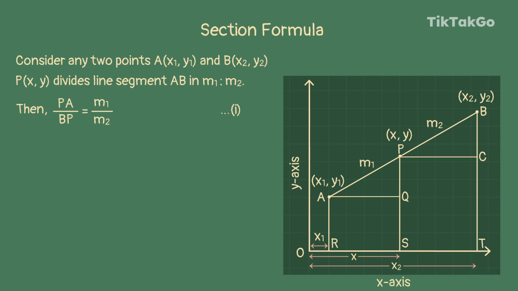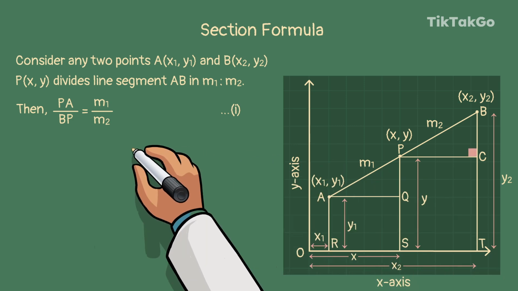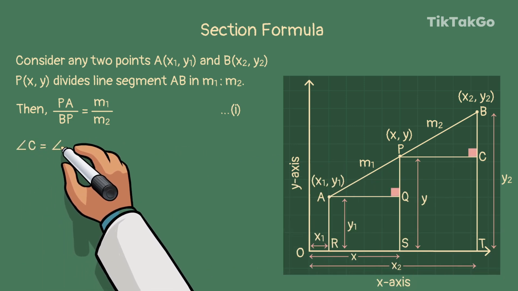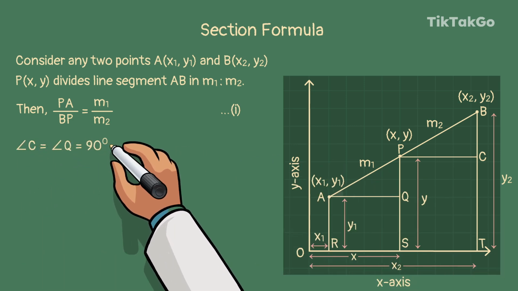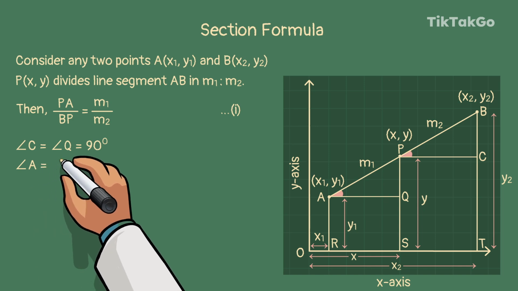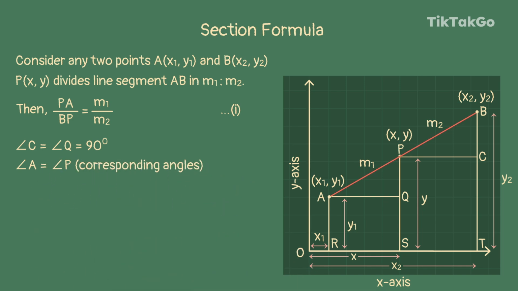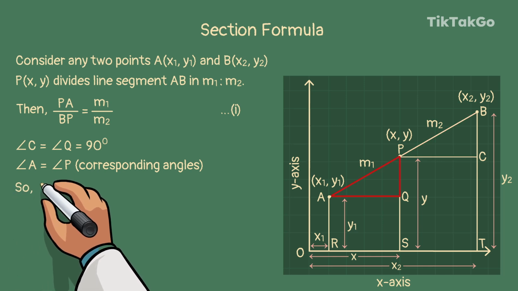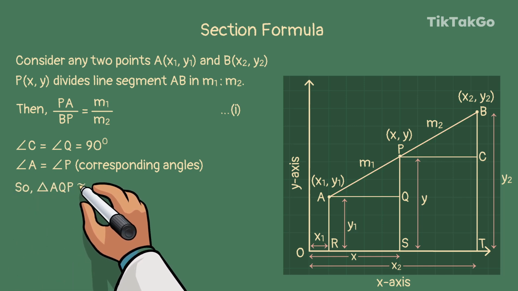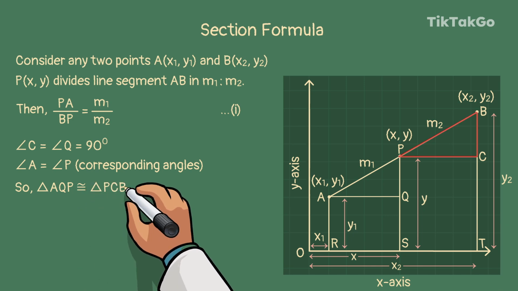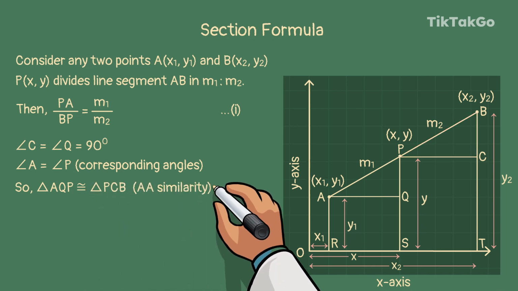If we see, the distance between AR is y1, between PS is y, and between BT is y2. Here angle C equals angle Q as they are both right angles. Angle A equals angle P because both are corresponding angles made by the same transversal line to two parallel lines. So, triangle AQP is similar to triangle PCB by AA similarity criterion.